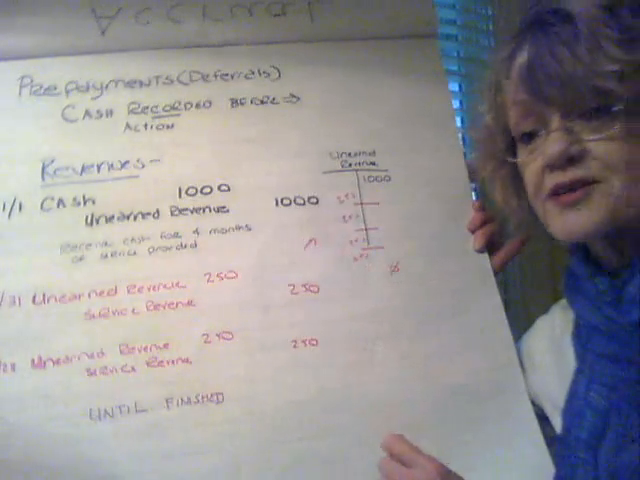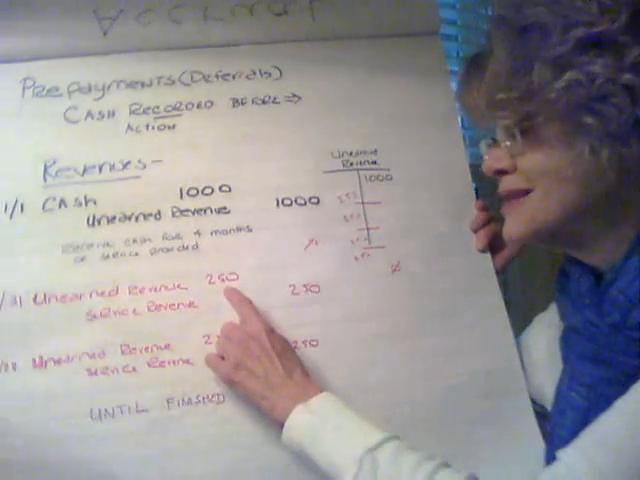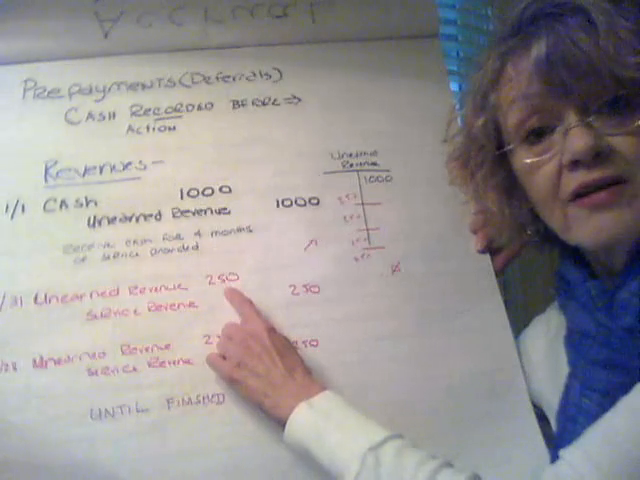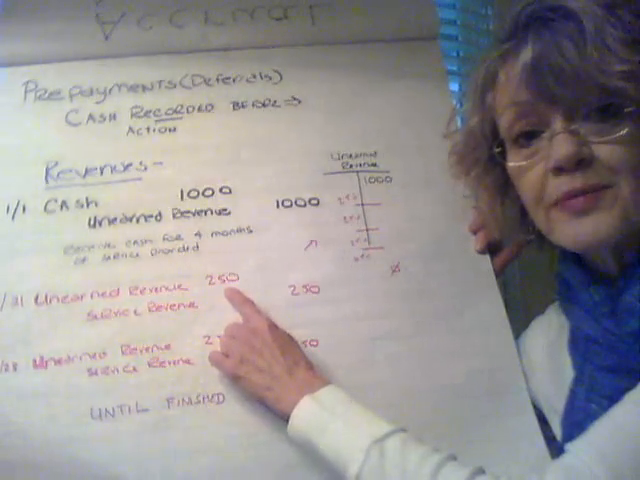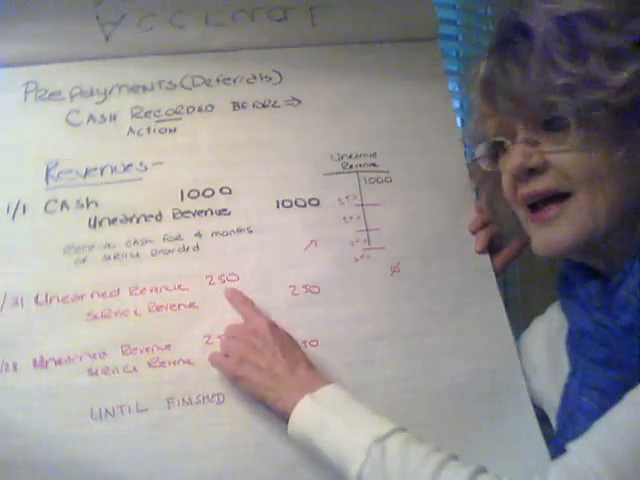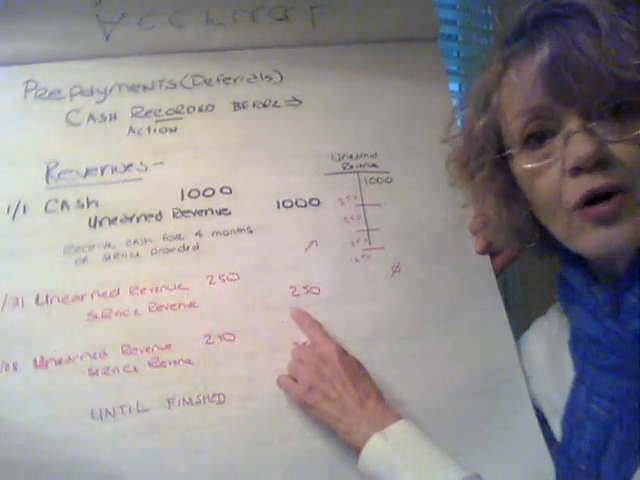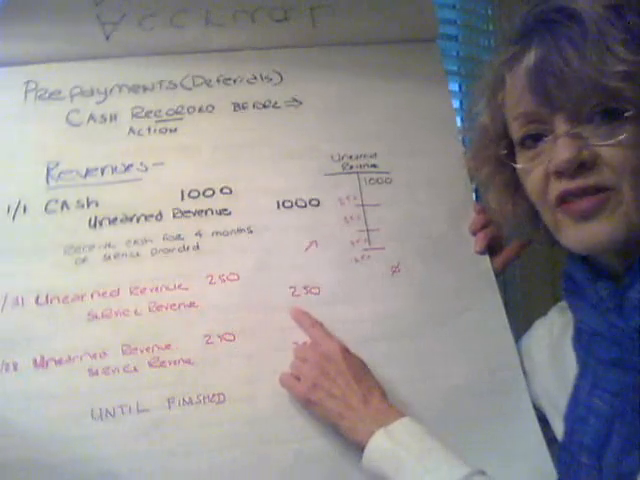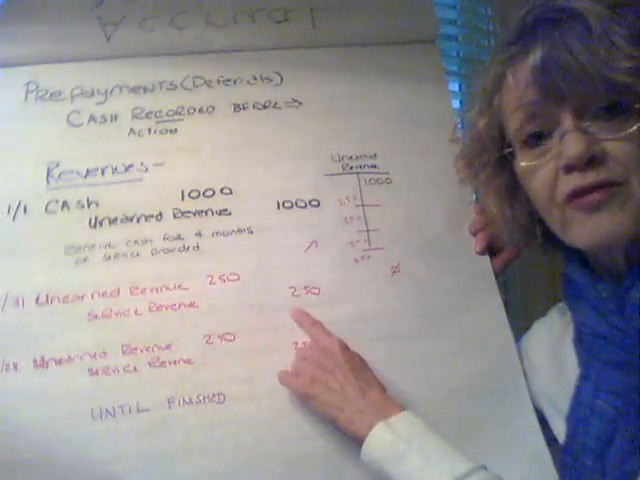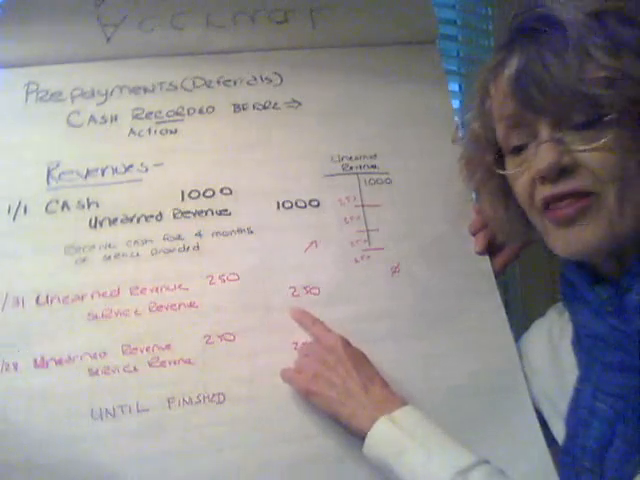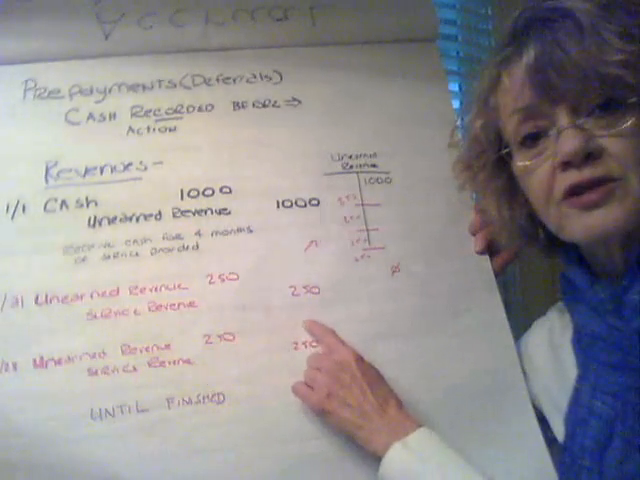So what do I do with that $250? I'm debiting the unearned revenue account because that's how I take it out. Remember, debits make liabilities go down. And I'm going to credit what I call real revenue, but don't ever write that, but service revenue, because I actually did some work for you this month. And that's on January 31st.